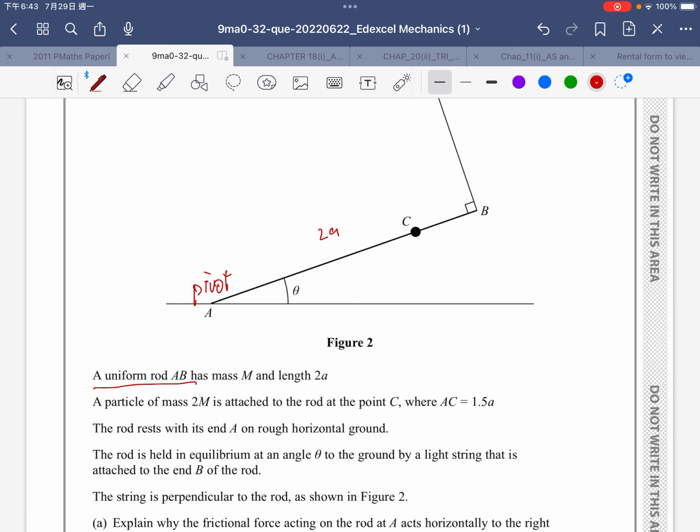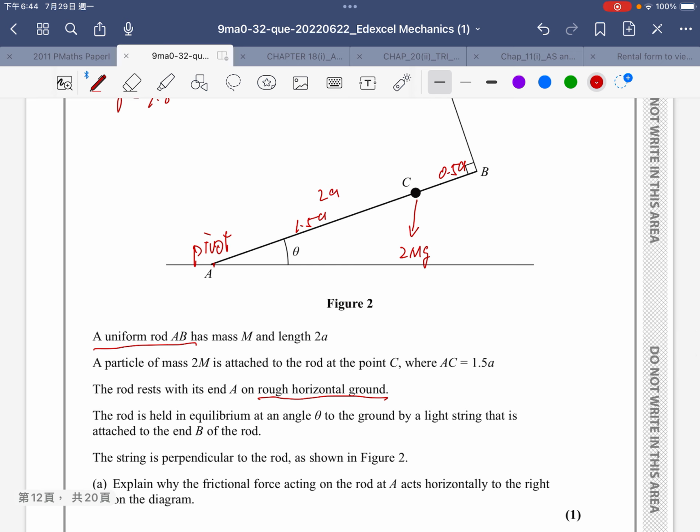A particle of mass 2m is attached to the rod at the point C. This means this point has a mass of 2m, with g taken as 9.8, where AC is equal to 1.5a, and this is 0.5a. The rod rests with its end A on a rough horizontal ground.